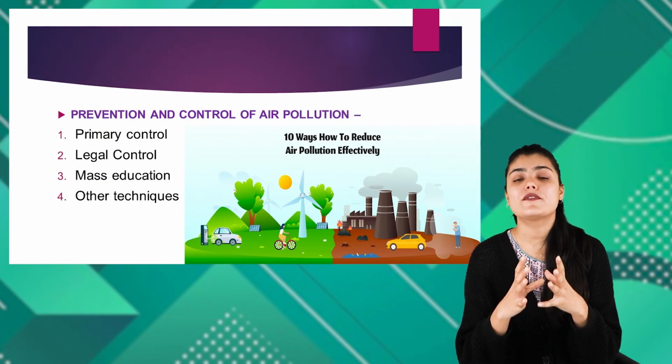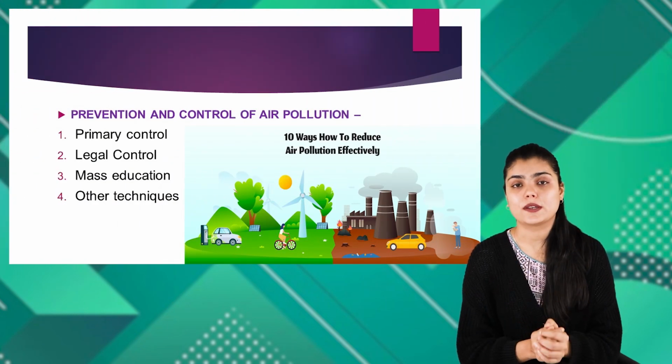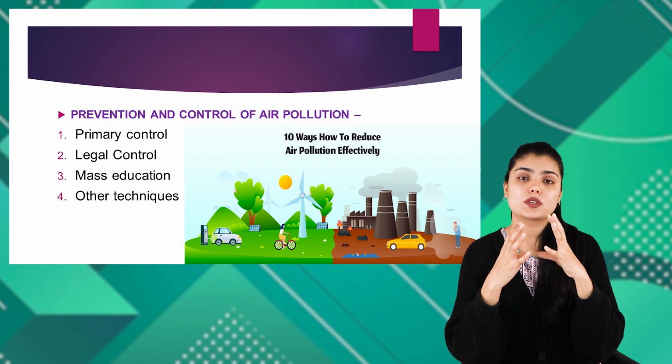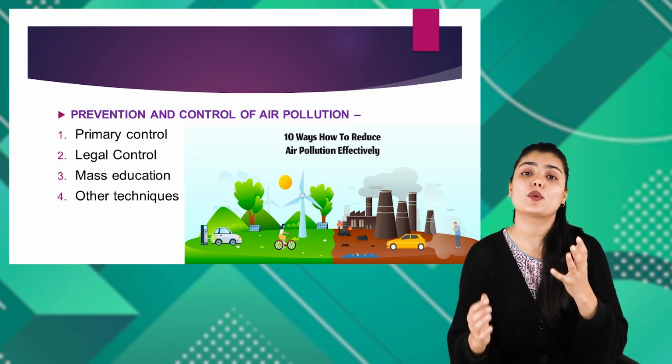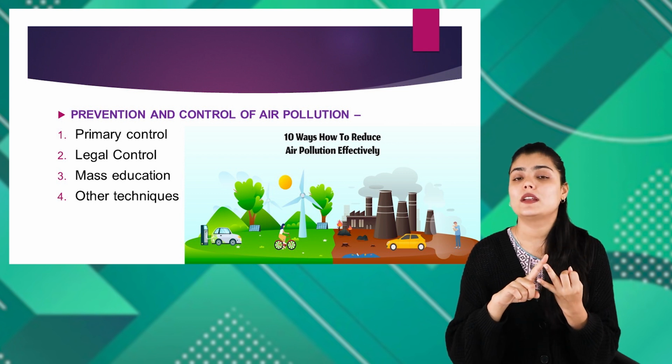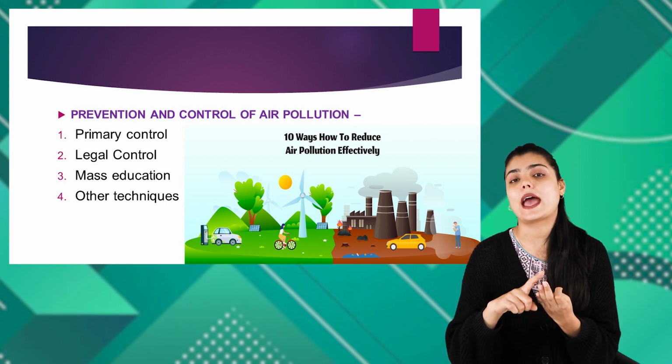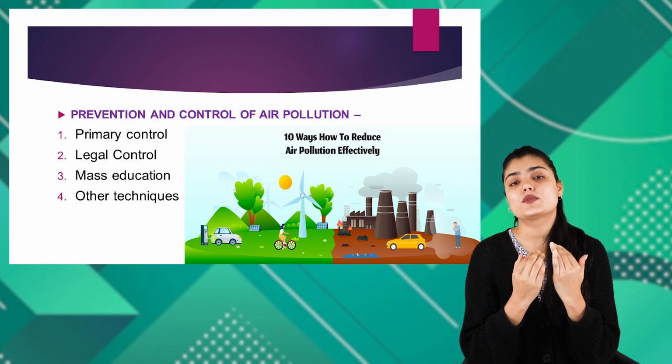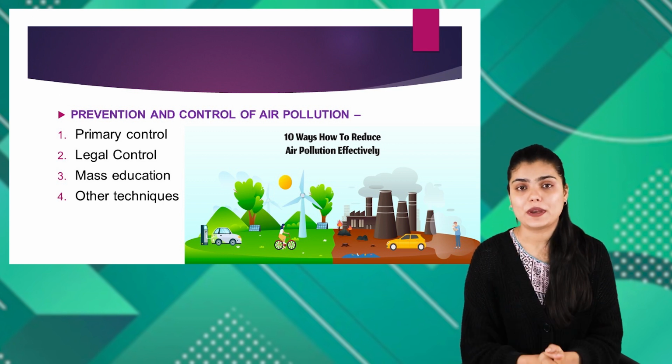Let us now see prevention and control of air pollution. There are four major steps by which we can prevent or control air pollution, which include primary approach, legal approach, mass education, and other techniques. So first, let us try to understand what comes under primary control.